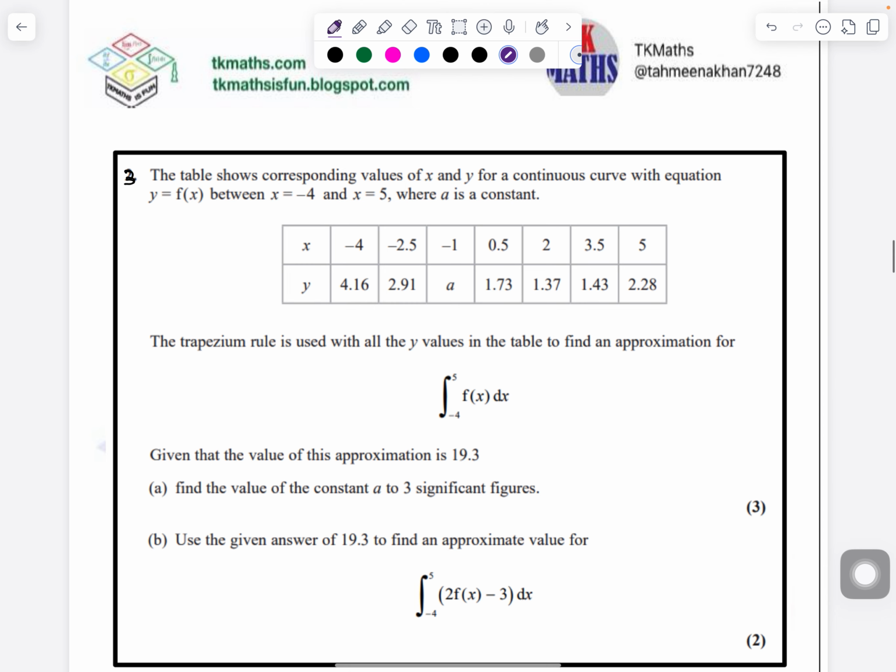Now this is regarding trapezium rule. The table is given to you. The corresponding values of x and y are given to you for a function. Function we don't know. It is some function f of x. Starting with minus 4 and 5. Now very important thing in trapezium rule, just to help you recall it.